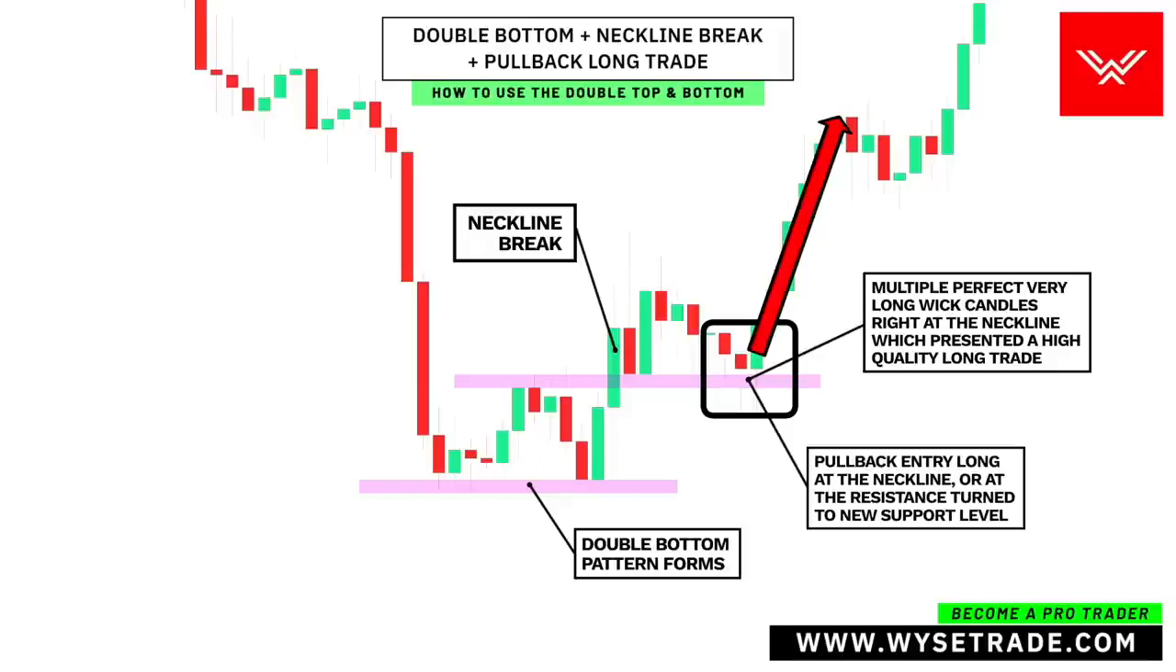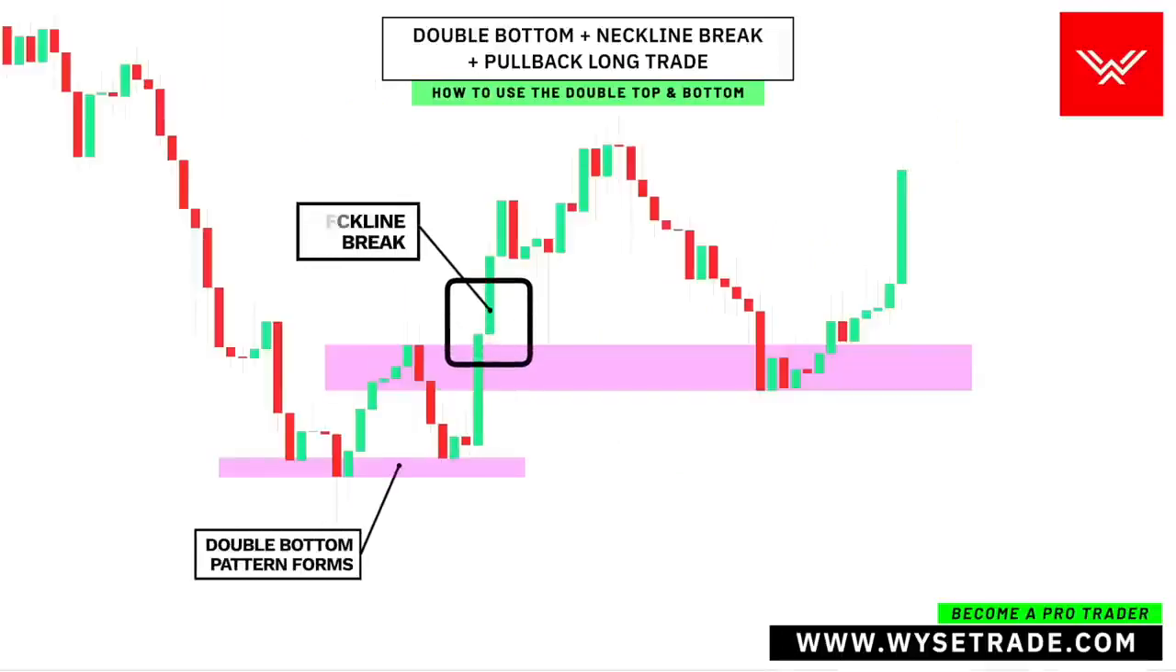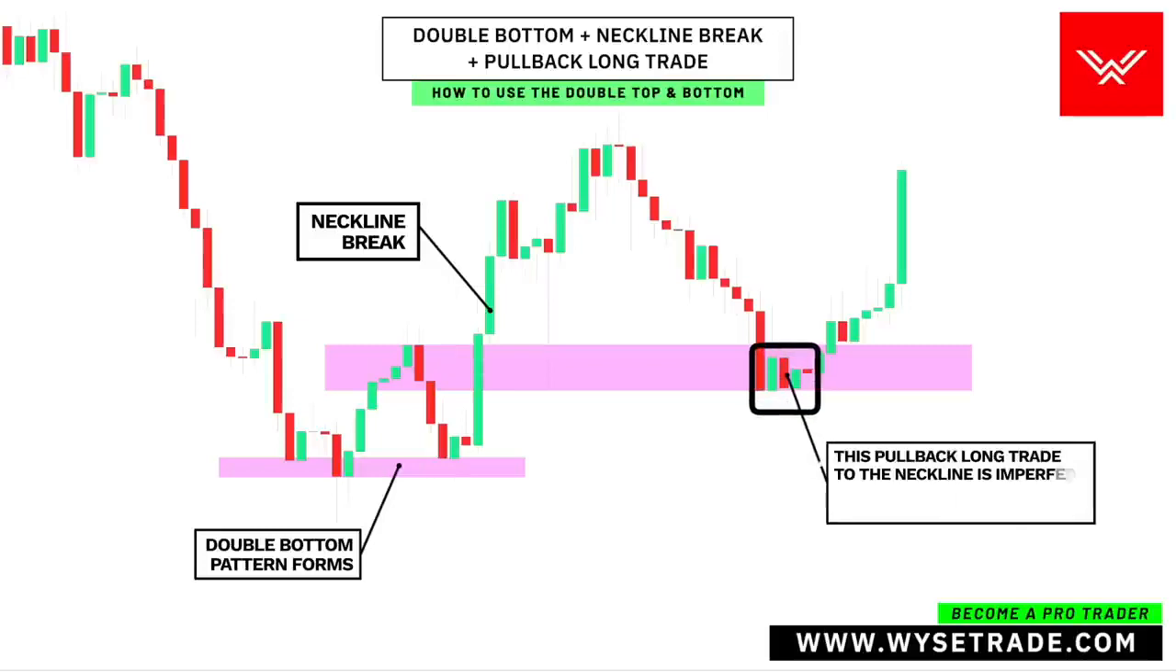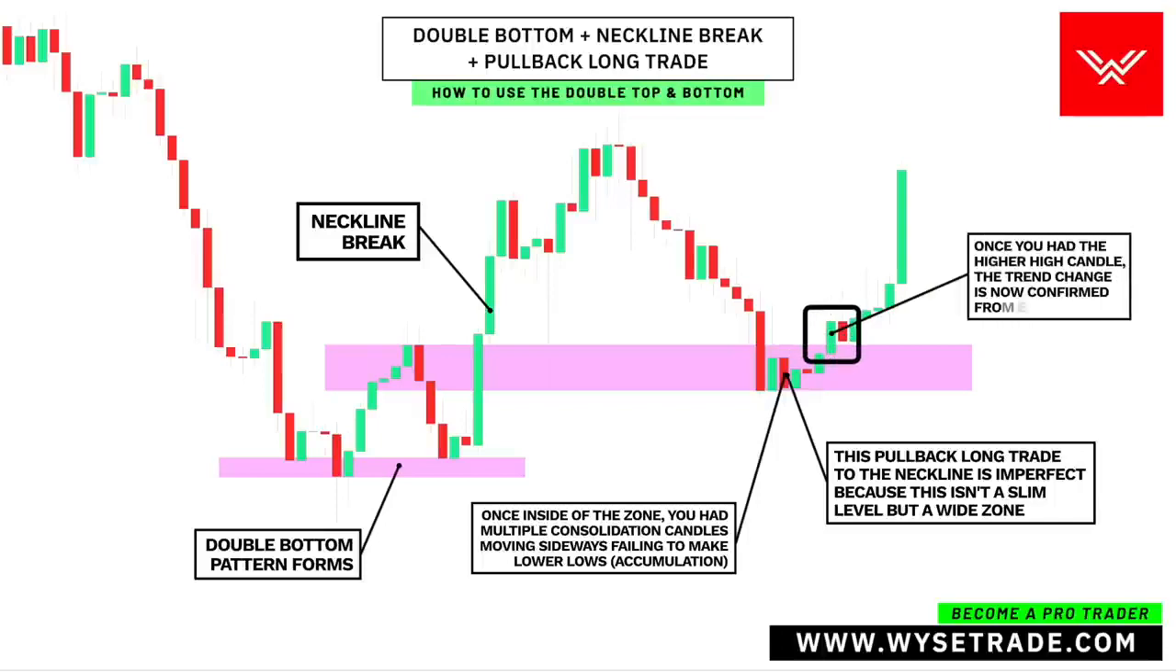Let's show this again. Double bottom pattern. Neckline break here. This pullback long trade to the neckline is imperfect because this isn't a slim level but a wide zone. Once inside of the zone, you had multiple consolidation candles moving sideways, failing to make lower lows. And once you had the higher high candle form, the trend change is confirmed.